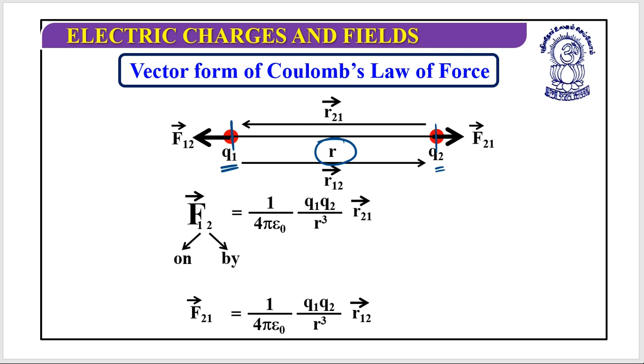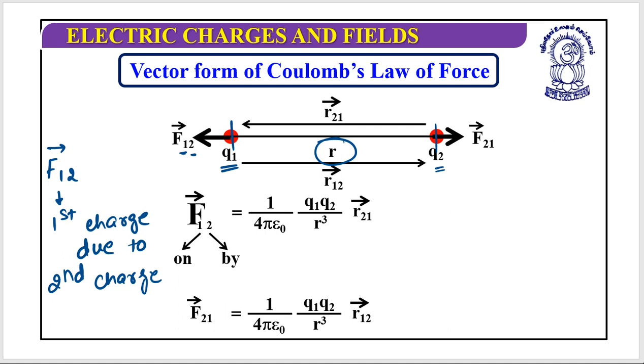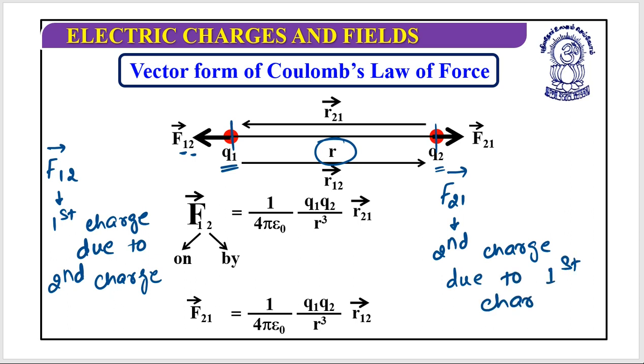So q1 is the first charge, q2 is the second, and they are separated by the distance r. When I write F12, I mean the force on the first charge due to the second charge. When I write F21, this is the force on the second charge due to the first charge. Yes, okay.